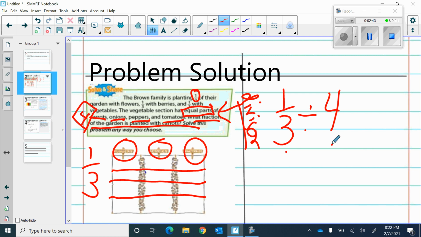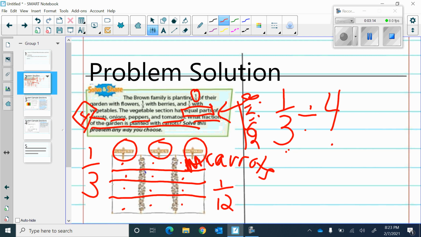Now, by using a model, we want to know what fraction of the garden is planted with carrots. So this could be the carrots. Before we even use our algorithm, we could see that this is 1 out of 1, 2, 3, 4, 5, 6, 7, 8, 9, 10, 11, 12. So we can see that we're looking at 1/12 as our answer.